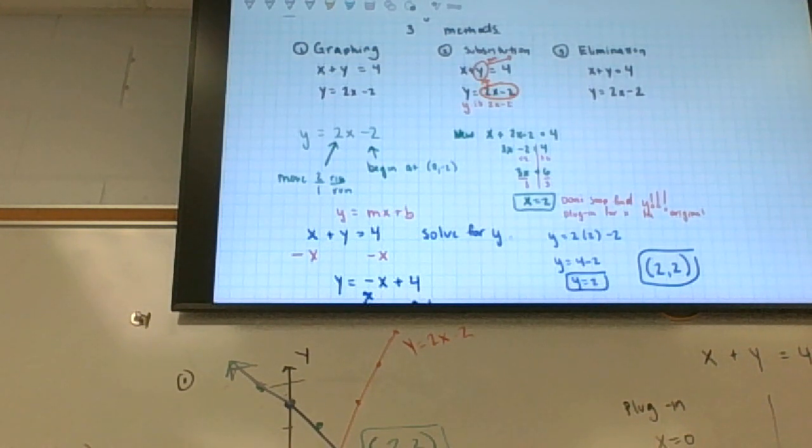Okay, I want to be able to add down and something cancels. I'm going to put a big line through one of these. So what should we make opposite? We could multiply the whole top by 2 and have positive x's. We could multiply the whole bottom by -1 and have opposite y's.